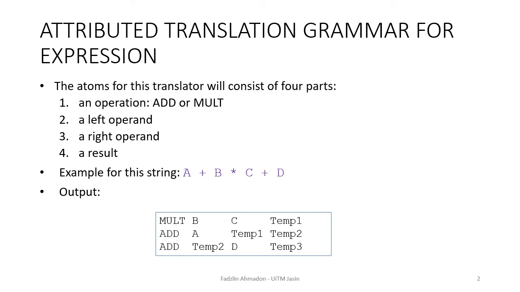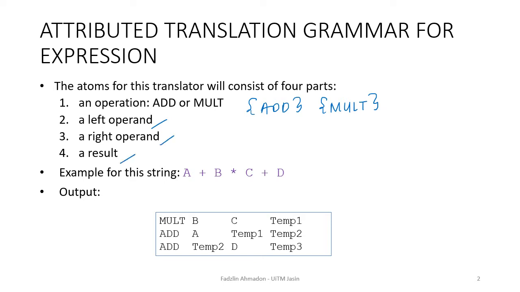In this grammar that we will discuss, the operators will be presented as action symbols. So we will have an add action and also a mul action. Meanwhile, the operands will be the attributes of our action symbols. So we will have a left operand, right operand, and results of the operation.